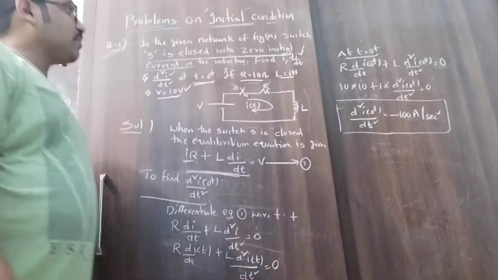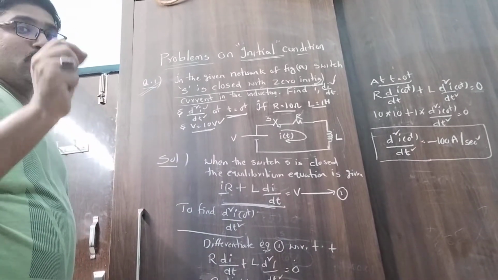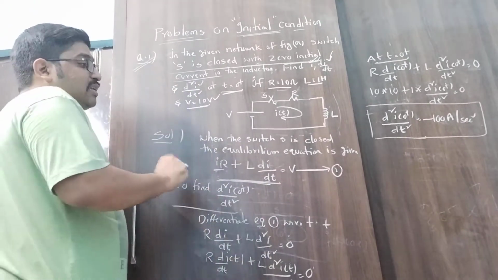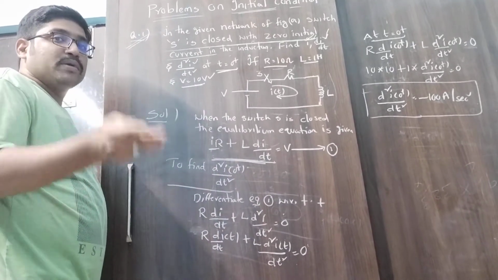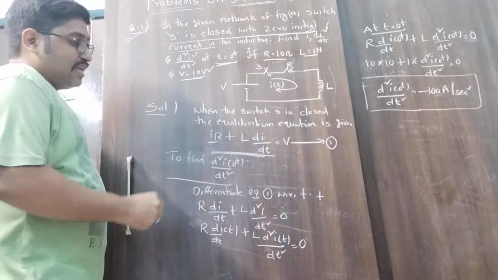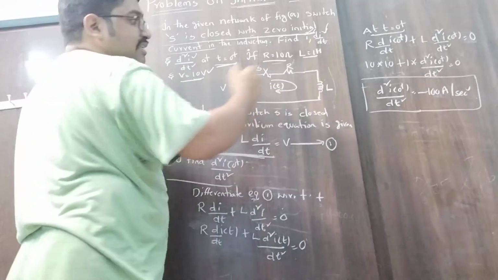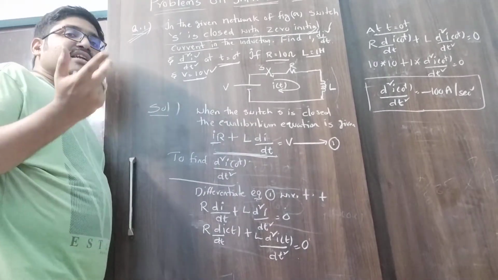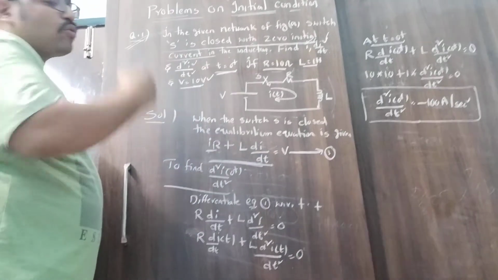This is how you need to solve the problems on RL circuit. First of all, we should know that with zero initial current in the inductor, the initial condition at t is equal to 0 minus is I of 0 minus is 0. When the switch S is closed, there is a flow of current, so ultimately we need to write the equation. In the initial condition, the inductor will act as an open circuit, because there is no current. Inductor does not allow sudden changes in the current. So I of 0 plus is 0 because it will act as an open circuit.